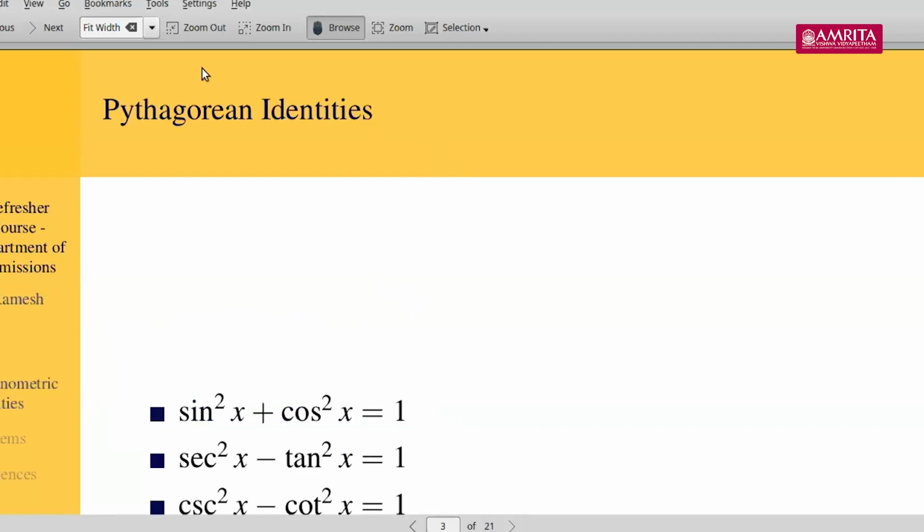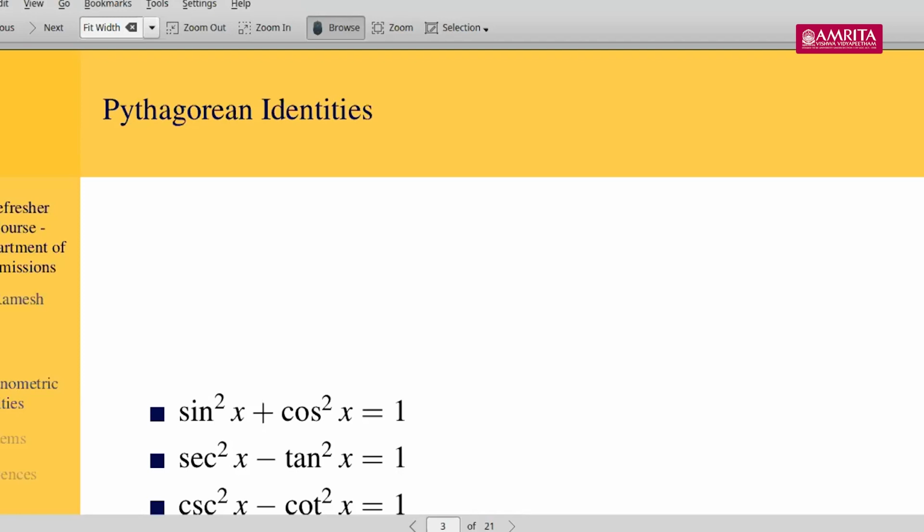So first I want to introduce the Pythagorean identities. The first identity, everyone knows, is the relation between sine and cosine: sine squared theta plus cos squared theta is equal to 1. Or sometimes people write sine squared theta is nothing but 1 minus cos squared theta. Instead of theta, I am just putting x here. Otherwise, we can write cos squared theta is nothing but 1 minus sine squared theta. In this way, I can give the first identity.